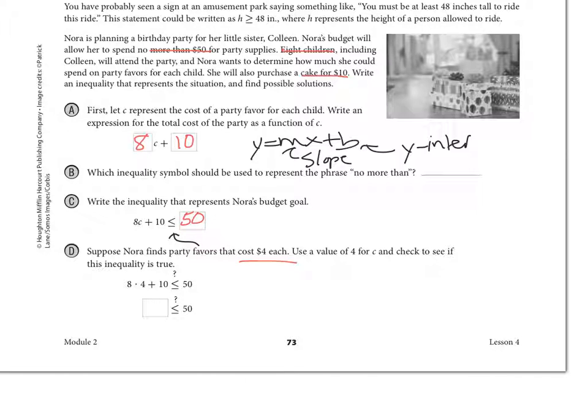So we put 4 in. 8 times 4 is 32. 32 plus 10 is 42. So is that okay? Can she buy party favors that cost $4 each? Yes, because it's less than $50. Questions on that example?